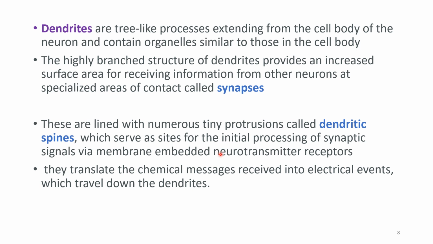In that, there are some neurotransmitter receptors. So in the membrane of the dendritic spine, we have neurotransmitter receptors. These will initially process the synaptic signals. Then they translate the chemical messages which are received into electrical events. So what is the importance of these synapses and the spines? They will translate the chemical messages which are received on the dendrites into electrical events. Then these electrical events travel down the dendrites.